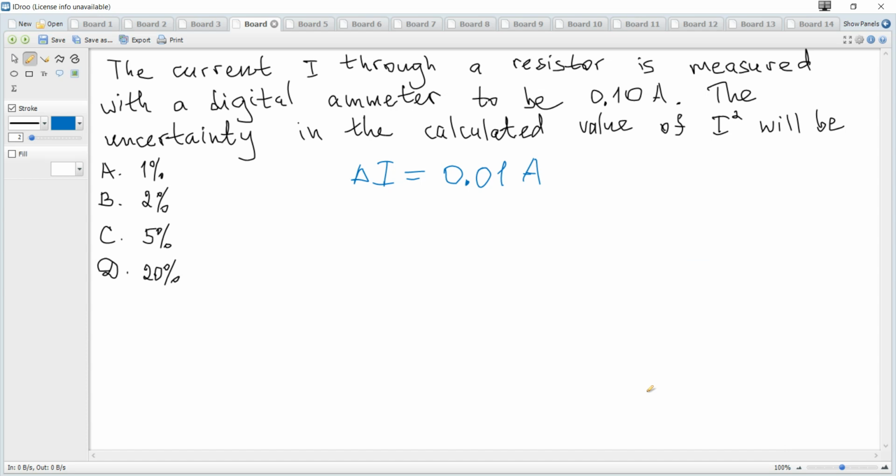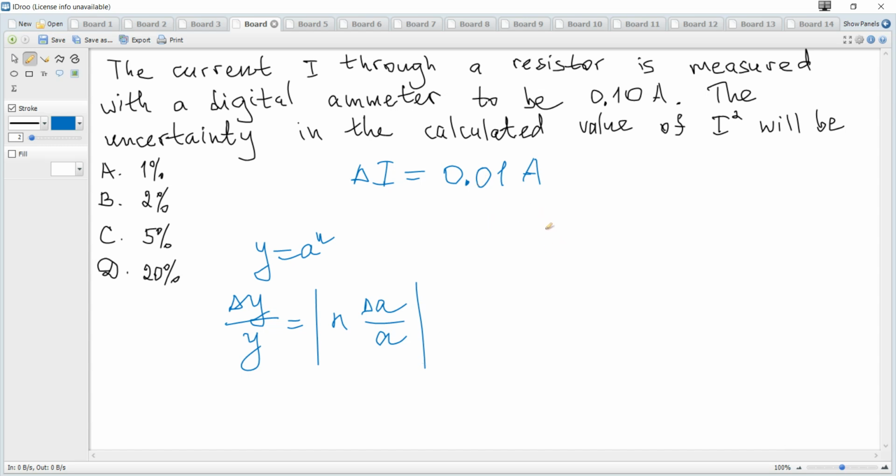And how to find the uncertainty in I squared? There is the next formula in the data booklet: if y is a to the power of n, relative uncertainty in y is equal to the absolute value of n multiplied by the relative uncertainty in a. Notice that the rule is for relative or fractional percentage uncertainty. If the question is to find the absolute uncertainty, you cannot find it directly. You need to find the relative uncertainty firstly, and then calculate the absolute uncertainty.